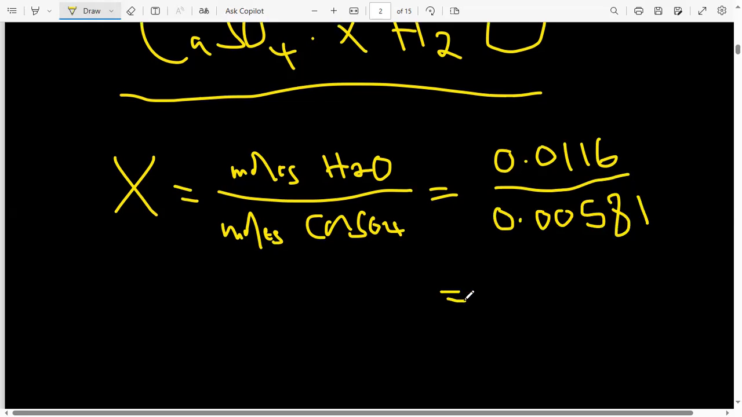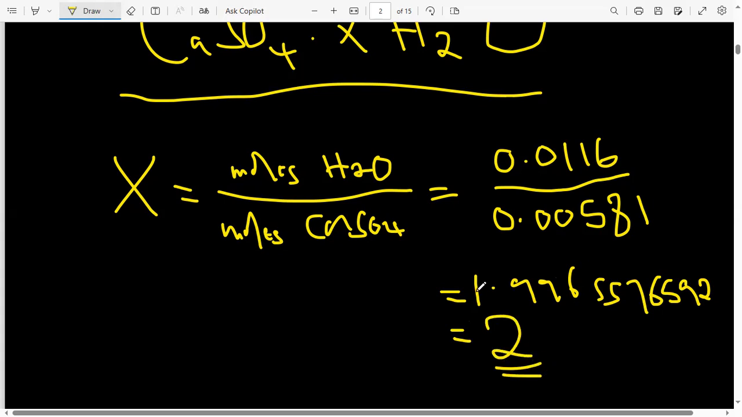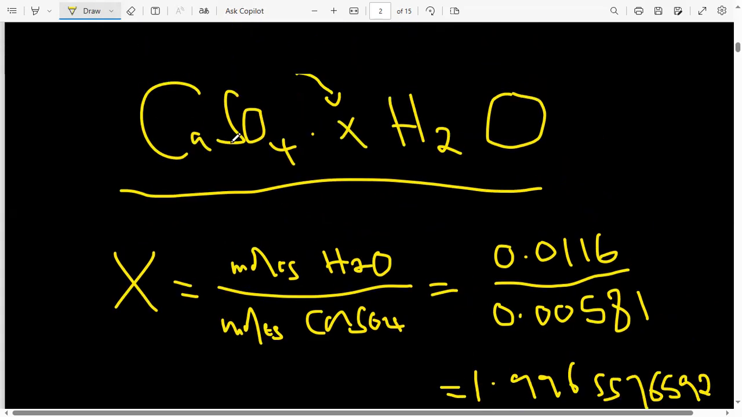So when you punch this, what do you get? Let me punch it on my calculator. 0.0116 divided by 0.00581. When I punch this, I get 1.9965. Rounding off this number, we get 2. So our x here is 2. For us to write the actual formula of this hydrate, we're just going to replace this x with a 2. That will be our actual formula.